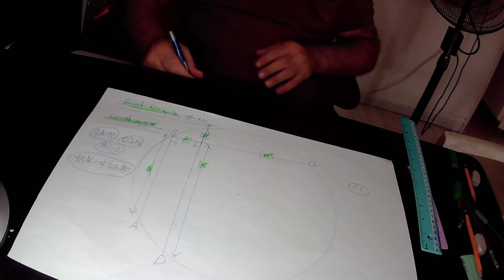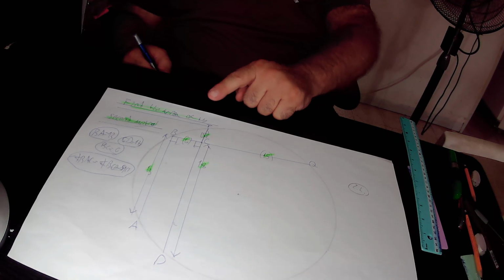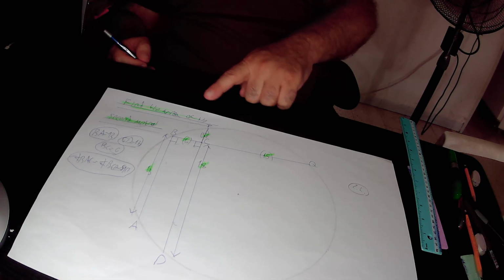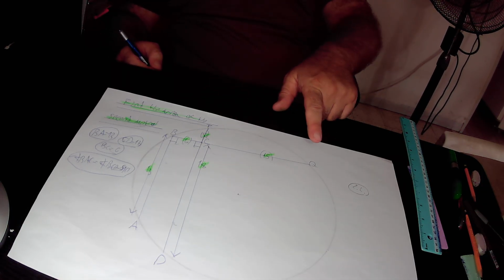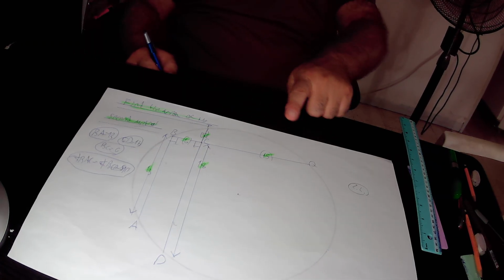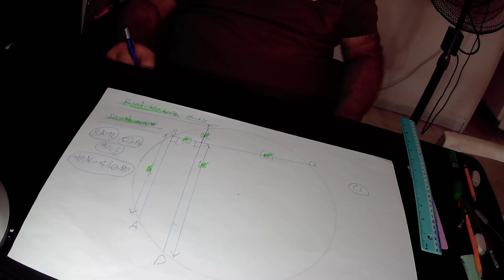BC square plus CQ square plus TC square plus CD square equals 4R square. We do it in order. R is the radius of this circle.